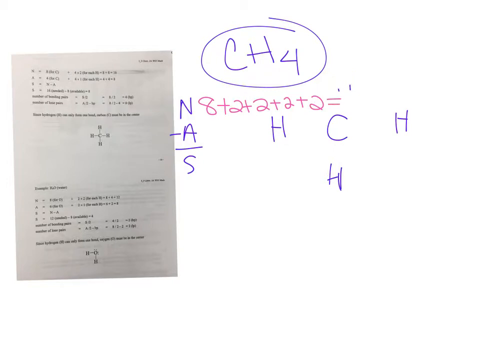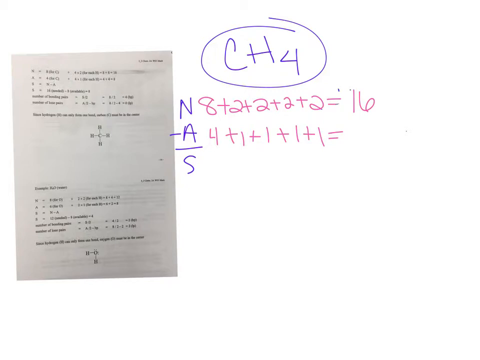Let me erase this so it doesn't look all scary. I'll draw it below. All right, so we have 8 plus 2 plus 2 plus 2 plus 2. What does that equal? 16, good. All right. Available. How many does carbon have available? 4. It's in group 14, good. How many does each of the hydrogens have? 1. So I'm going to say 1 plus 1 plus 1 plus 1, or 1 times 4 is fine.